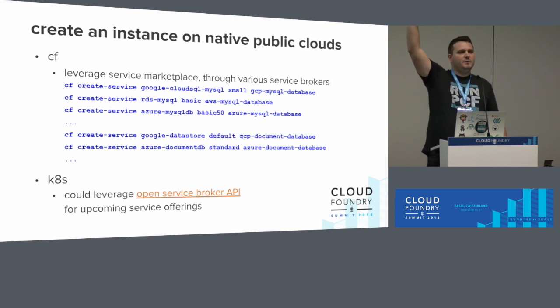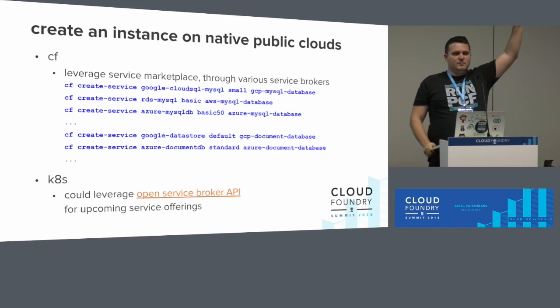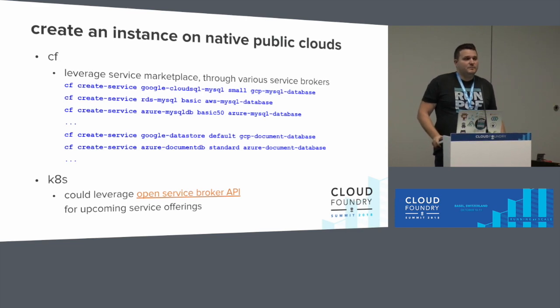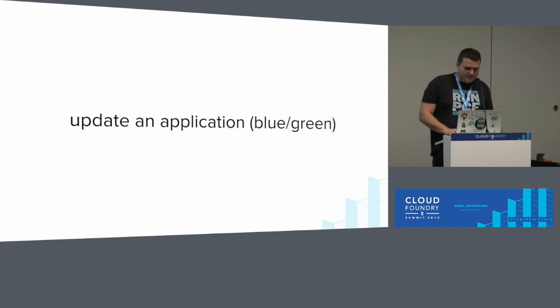How many of you run on native public clouds? Google, Amazon, Azure? It's about half of people. The other half, I would assume, on vSphere or OpenStack. Yeah, great. So sometimes I do have some native public cloud services, such as data stores, blob stores, or some other constructs. So in Cloud Foundry, we have service brokers for each one of the clouds: Google, Azure, Amazon. And we could leverage the similar open source Open Service Broker API as well to configure those on Kubernetes.